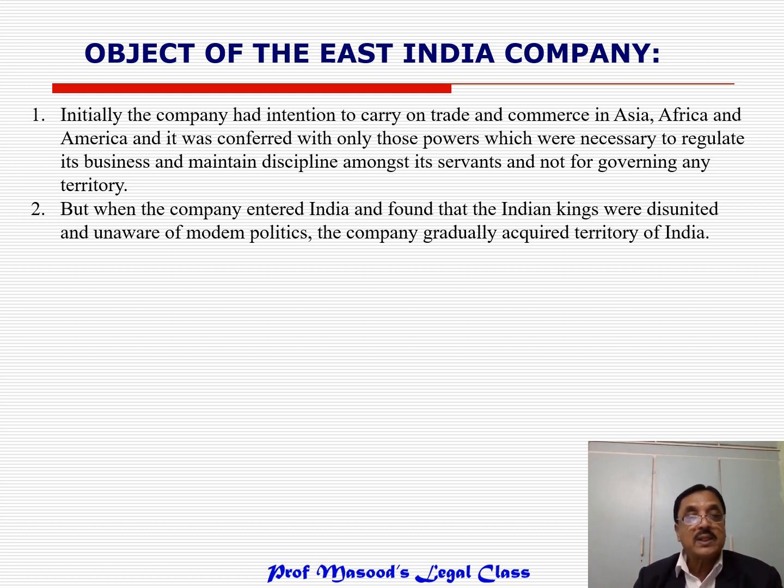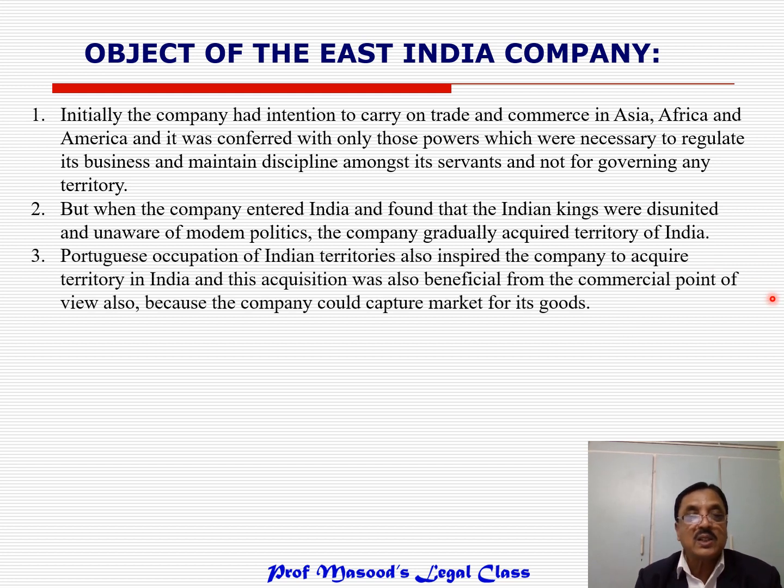The second one: when the company entered India and found that the Indian kings were disunited and unaware of modern politics, the company gradually acquired territory of India. This point we have to remember. The first objective was concerned with trading and commerce, but now they found the weaknesses of our kings and rulers because they were disunited, and gradually they acquired the territory of India. So this is the transformation.